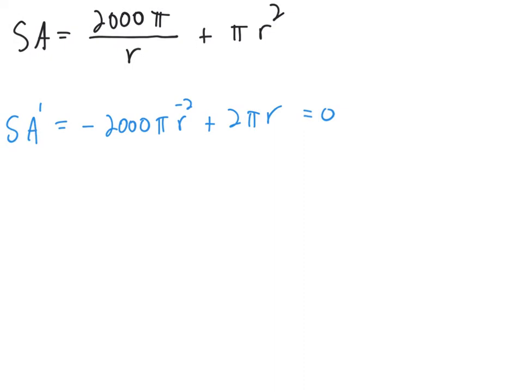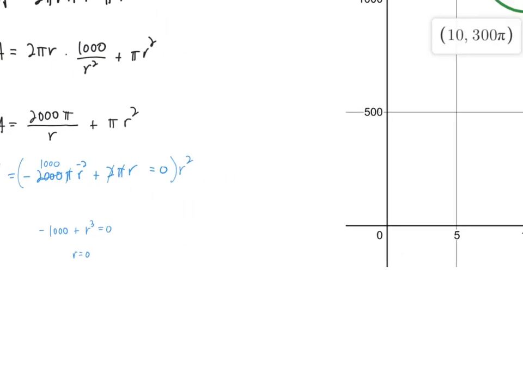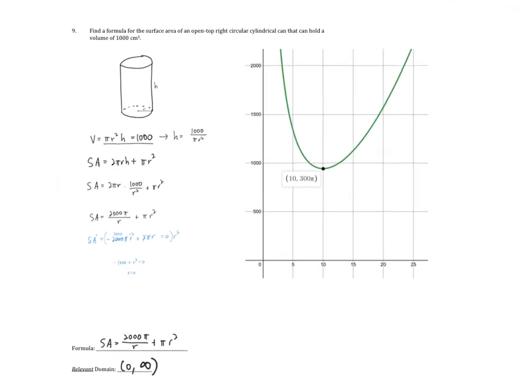Okay, I'm going to divide everything by pi. Those pi's cancel. Divide everything by 2. And I'm going to multiply everything by r squared also. So if you multiply this whole thing by r squared, it'll cancel out with that r to the negative 2. And just get that. And we can see r is 10 here. Okay, was that what we had? Yeah. Okay, so that's the x value of that minimum.